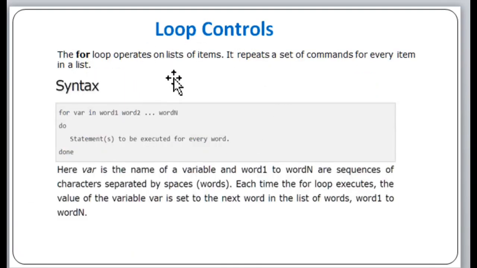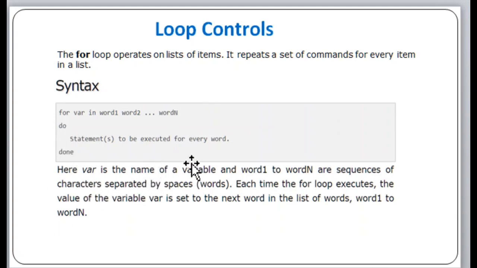So here we're going to talk about the for loop. The for loop operates on a list of items, as we just saw, or repeats a set of commands for every item in a list. So the syntax for for loops is for variable in word 1, 2, etc., all the way to however many words you have, do, and the statement to be executed for every word. Okay, so for variable, and we execute that in these words here, and done.